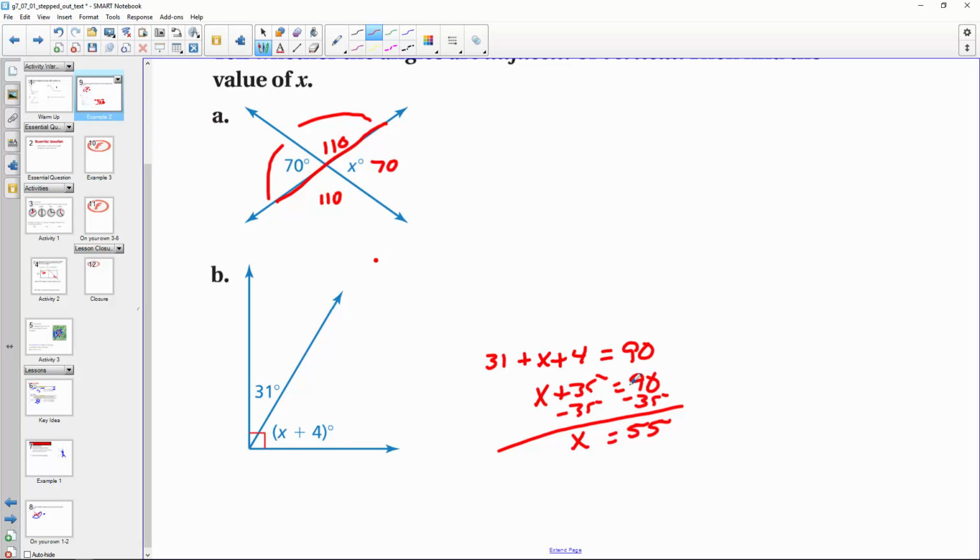Let me just double check that. So if I add this up, I'd have my 90. Yep, so that works. So x equals 55 degrees, which means this angle down here is equal to 59, because I'd plug in 55 plus 4 and get 59.